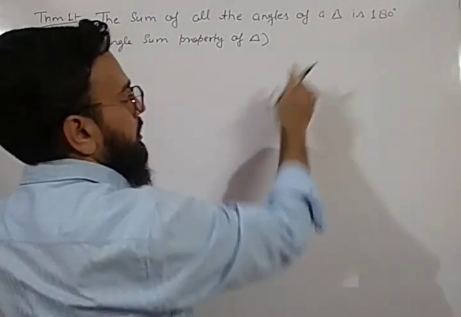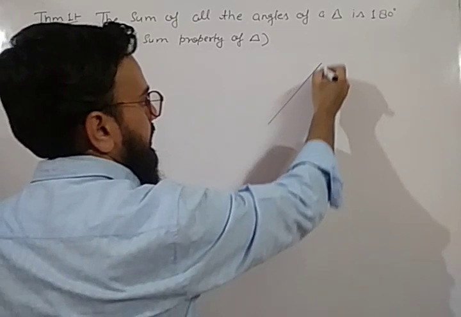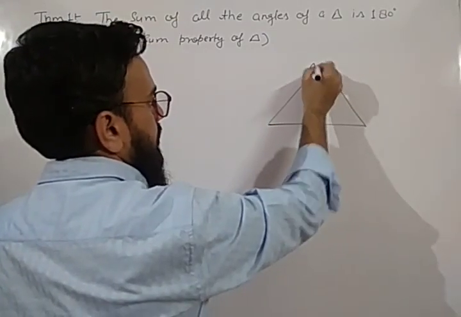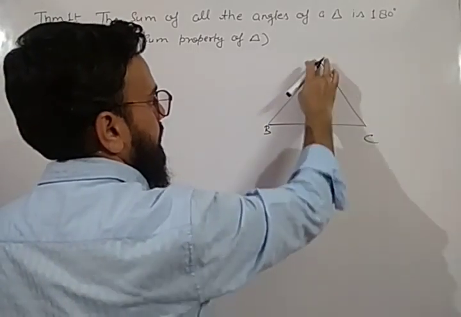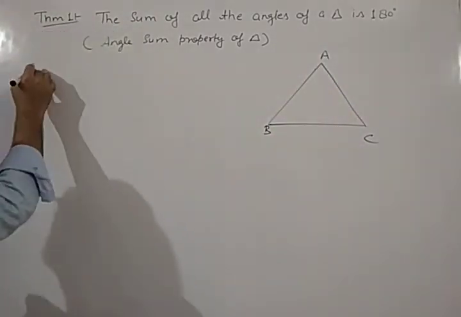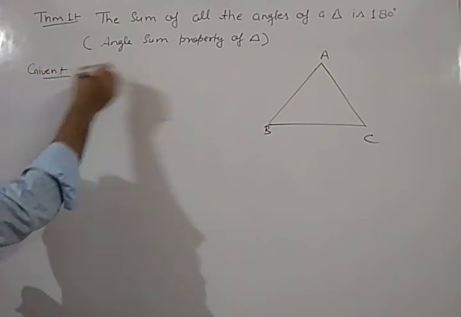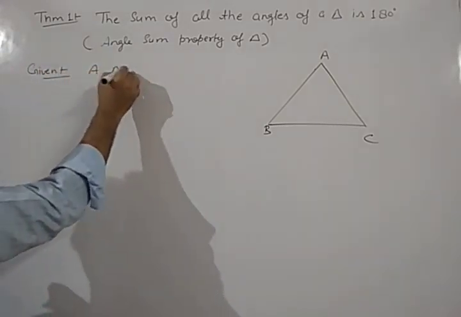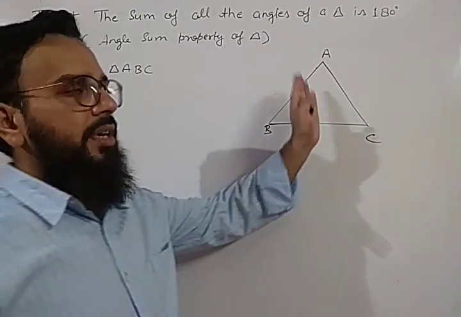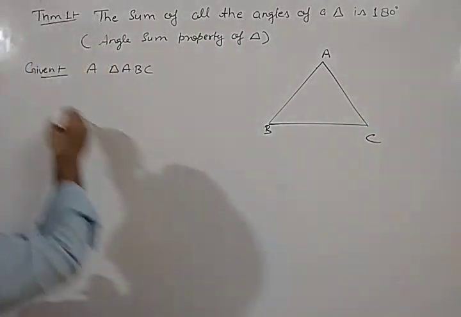So we have to prove it. So first let us consider a triangle ABC. Now suppose this is our triangle A, B and C. Okay. So what is given? First we will write the given. We have given a triangle ABC. Only this thing is given. What we have to prove?